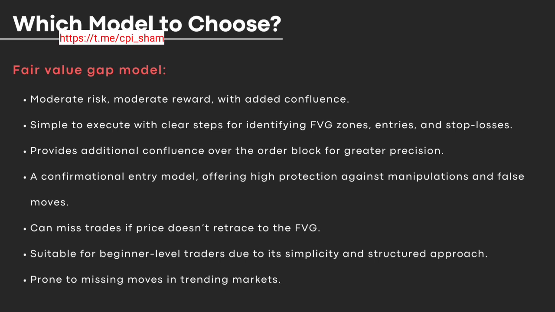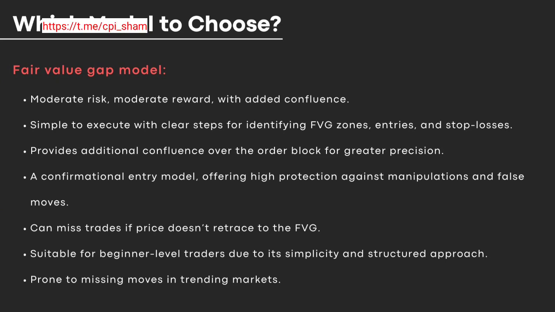Right here you can see the different points of the FVG or the fair value gap model. First of all, it also offers a moderate risk and a moderate reward. It provides an additional confluence over the order block model, which gives you greater precision. Also, with this model, you can miss trades too if price doesn't retrace back to the FVG that you've marked out, which means you're going to miss out on some trades.